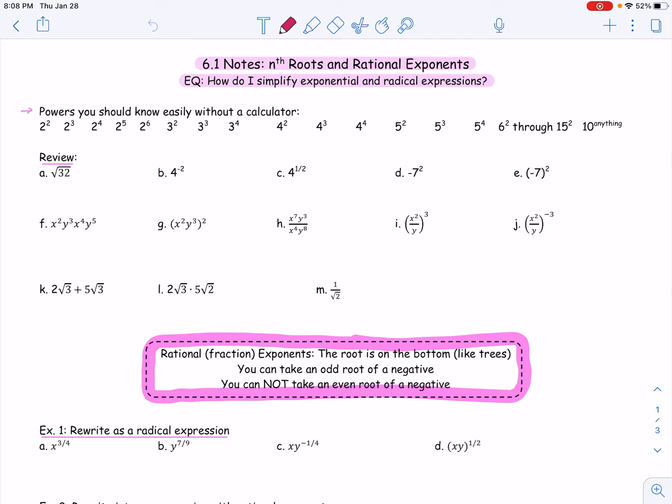Bonjour. Here we are, our first section in Unit 6. Wow. Depending on what day you have me, it's February, right?